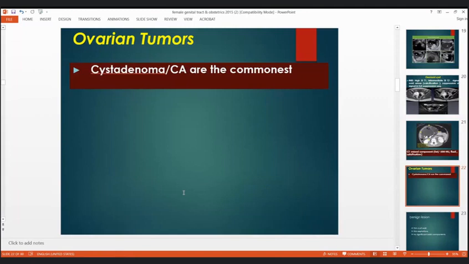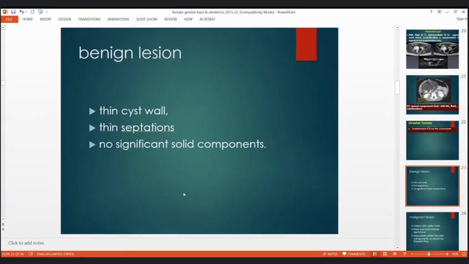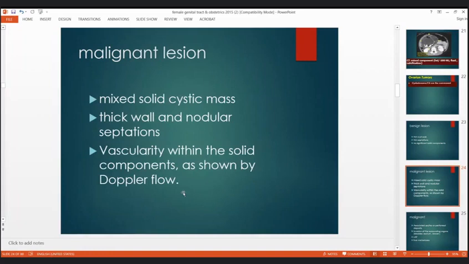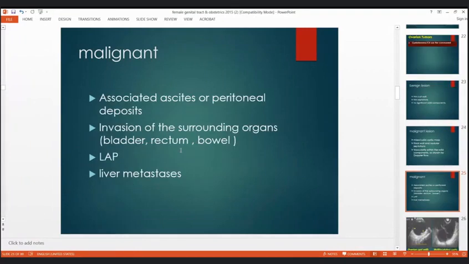Now we come to the other complex ovarian lesions. Cystadenomas and cystadenocarcinomas are the commonest lesions presenting as complex cystic masses. For cystadenomas, they usually have thin cyst wall and thin septation and no significant solid components, while malignant lesions, on the other hand, will have mixed solid and cystic areas. They will have thick wall, nodular septations, and we can appreciate vascularity within the lesion on color Doppler.